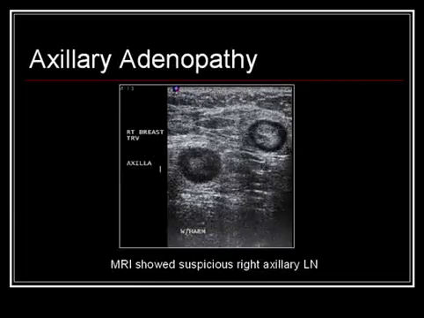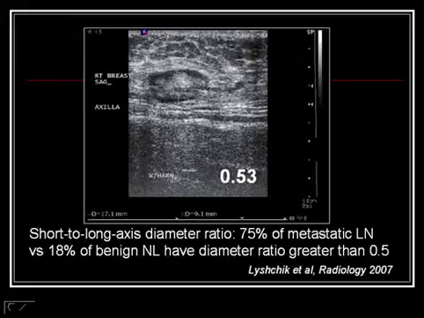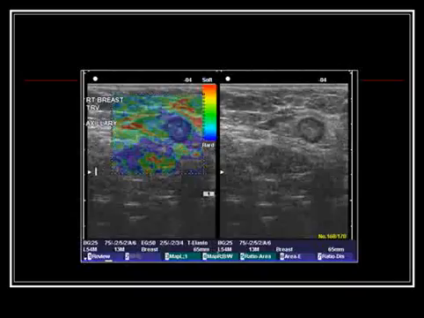cancer. But because the lymph nodes were abnormal on MRI and ultrasound was performed, we were trying to decide based on ultrasound imaging whether these were abnormal lymph nodes. So we could not determine from just grayscale imaging whether this is benign versus malignant. Using the short to long axis diameter ratio, which in this case was 0.53, greater than 0.5, Dr. Lishik has demonstrated that most of these lesions would be metastatic lymph nodes, 75%, but 18% of those could be benign. So ultimately, you need to perform a biopsy.